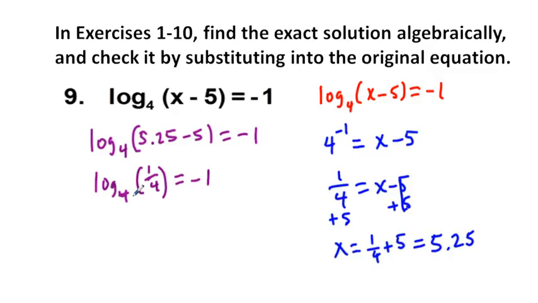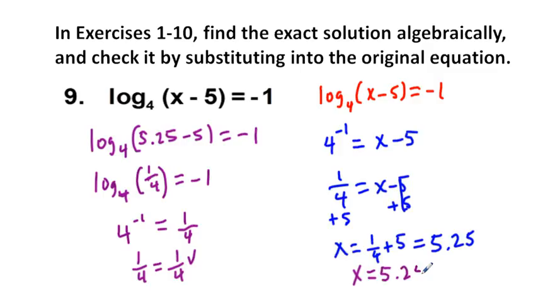And so we can rewrite this back in exponential form as 4 to the power of negative 1/2 is equal to 1/4. And I said 4 to the power of negative 1/2, I meant to say 4 to the power of negative 1 equals 1/4. And so we're going to have 1/4 is equal to 1/4. Check. So we know that our answer is x equals 5.25, 5 1/4.